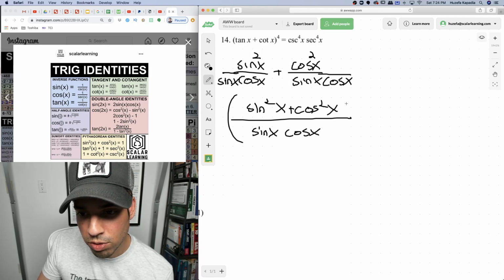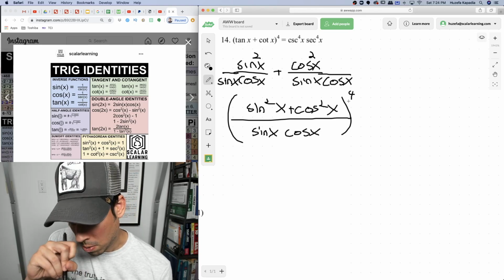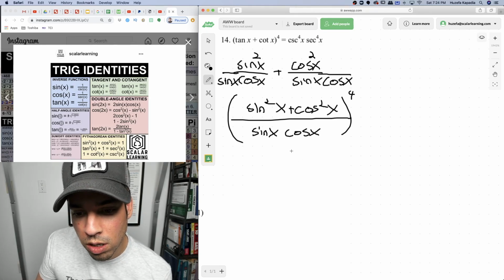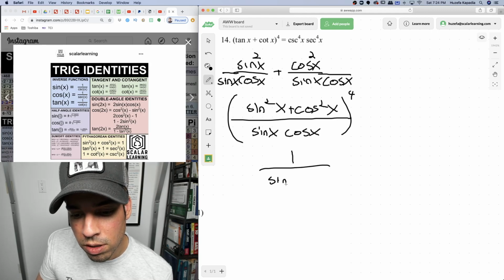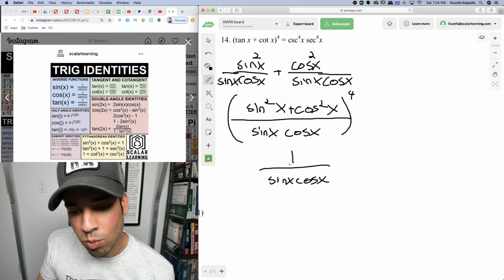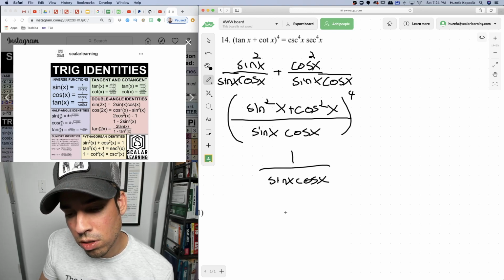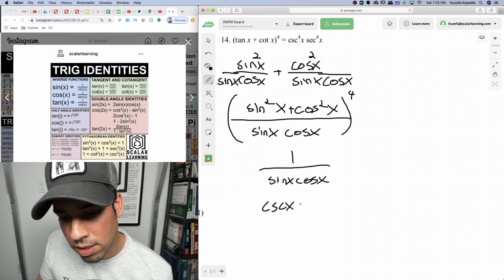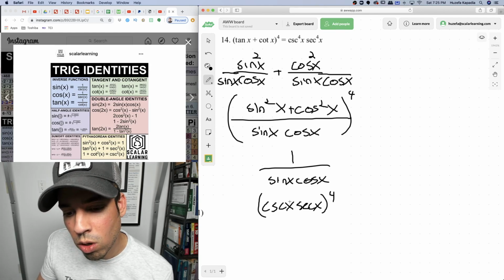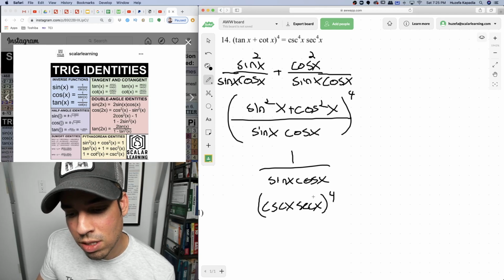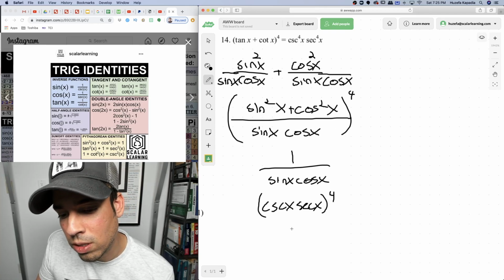Remember, this is all in parentheses to the 4th power. What is sine squared plus cosine squared? Most important identity, as I mentioned before, that's 1. So it's 1 over sine of x cosine of x. What is 1 over sine? Cosecant. What is 1 over cosine? Secant. So this means cosecant x secant x to the 4th power. And of course, this to the 4th power is simply this. They just took that to the 4th and that to the 4th, distributed that exponent essentially, and we're done.